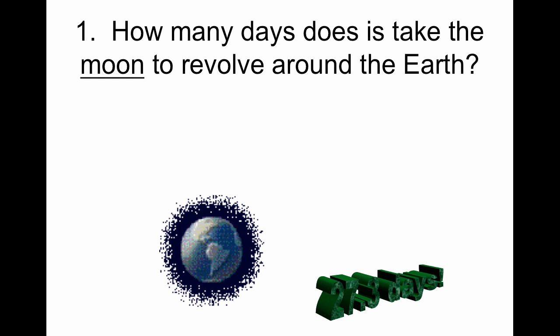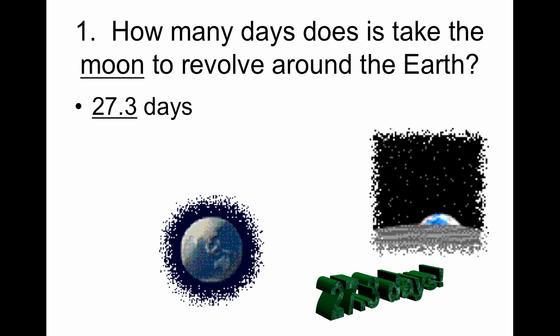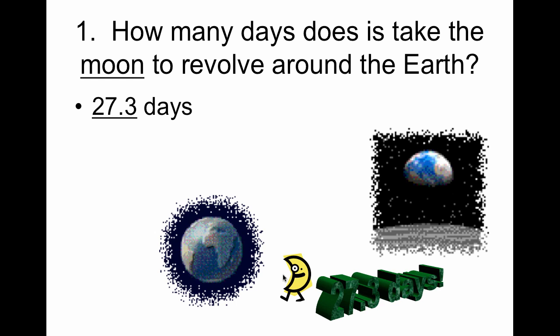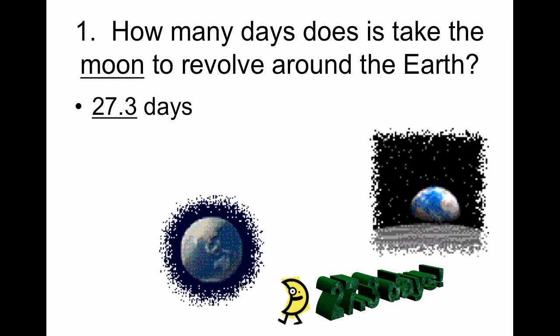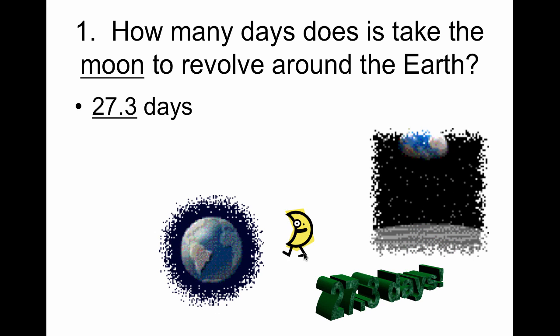The first thing we're going to cover is how many days it takes the moon to revolve around the Earth. If you watch, we have our Earth that is rotating on its axis. It takes 27.3 days, so almost a month. A month would be 30 to 31 days usually, and so it takes just under that. For the moon to travel around the Earth, it'll take 27.3 days, or 27 and 3/10 of a day.